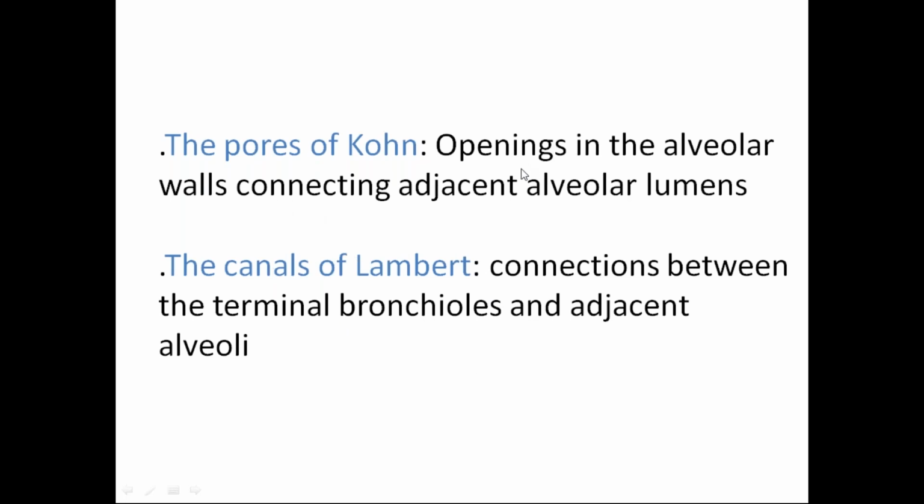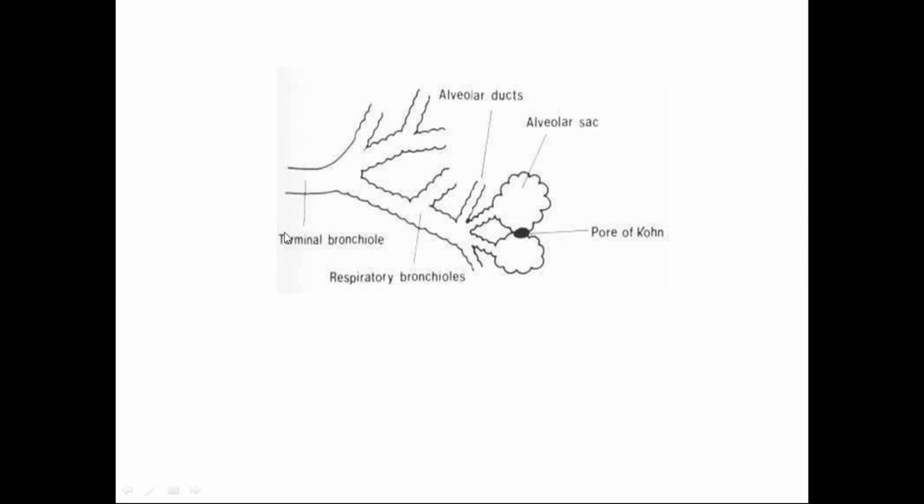Coming to pores of Kohn, these are the openings in the alveolar walls connecting adjacent alveolar lumens. And canals of Lambert, these are the connections between the terminal bronchioles and adjacent alveoli. This is an image showing pores of Kohn connecting the adjacent alveolar lumens.